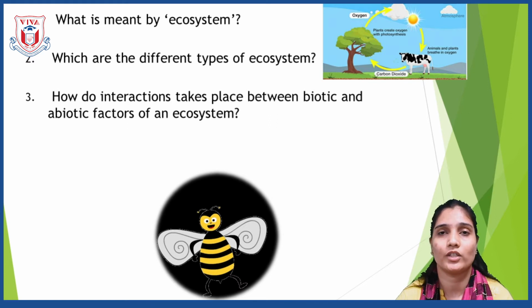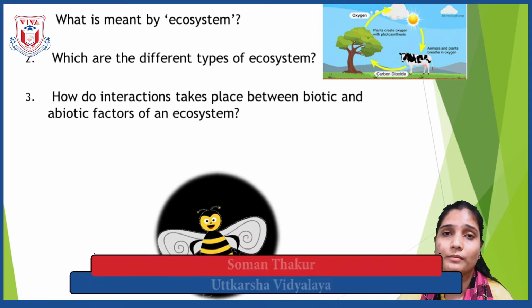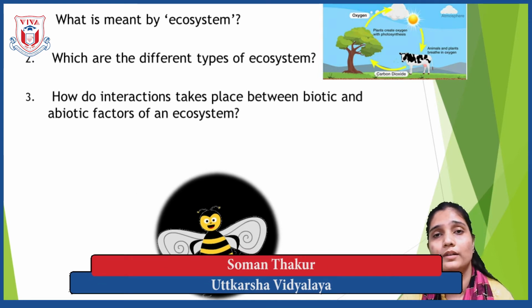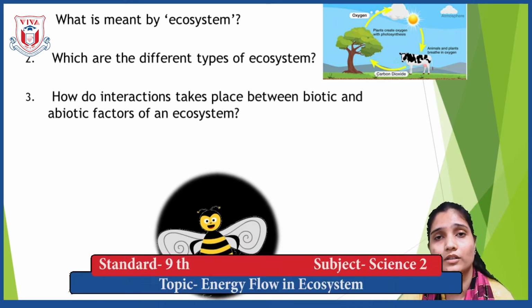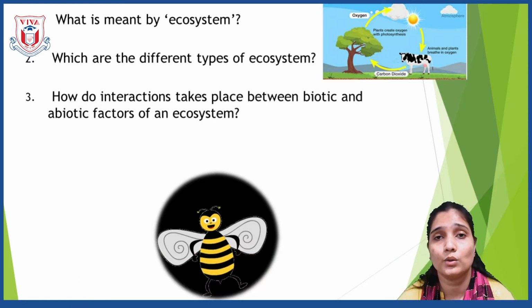Let's start with question number 2. Which are the different types of ecosystem? There are mainly two types of ecosystem, natural ecosystem and man-made ecosystem. Man-made ecosystem is also known as artificial ecosystem and natural ecosystem is further divided into two types, aquatic ecosystem and terrestrial ecosystem. Aquatic ecosystems are like pond, river, sea, etc. And terrestrial ecosystems are like mountain, zoo, forest, etc.